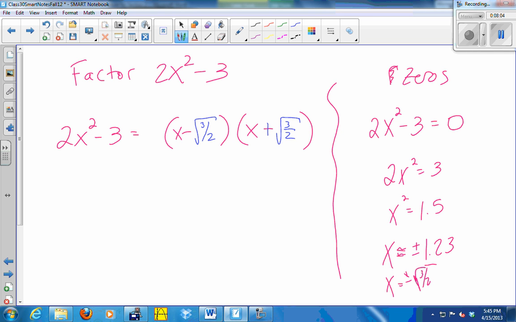That's what I want it to be, right? But when I FOIL this, you just get x squared. We're missing the 2. Throw it out front. Just carry it along. So if you can find zeros, you can find factors. If you can find factors, you can find zeros.